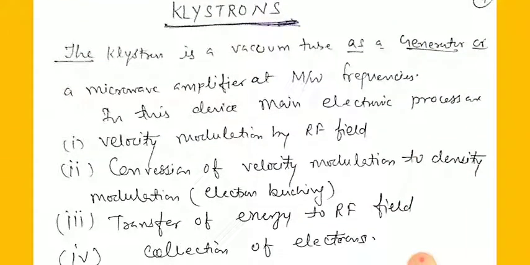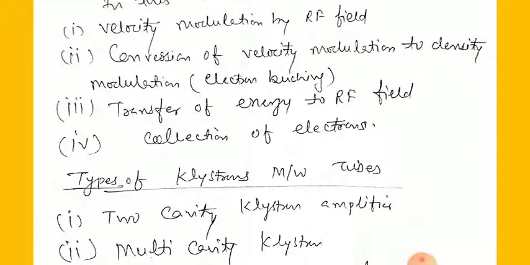Now the first important device, a basic instrument used in microwaves, is the klystron. The klystron is a vacuum tube used as a generator or a microwave amplifier at microwave frequencies. In this device, the main electronic processes are the velocity modulation by the RF field, as we have written earlier. Second is the conversion of the velocity modulation to the density modulation, or electron bunching. Then the transfer of the energy to the RF field, and last the collection of the electrons by the collector.